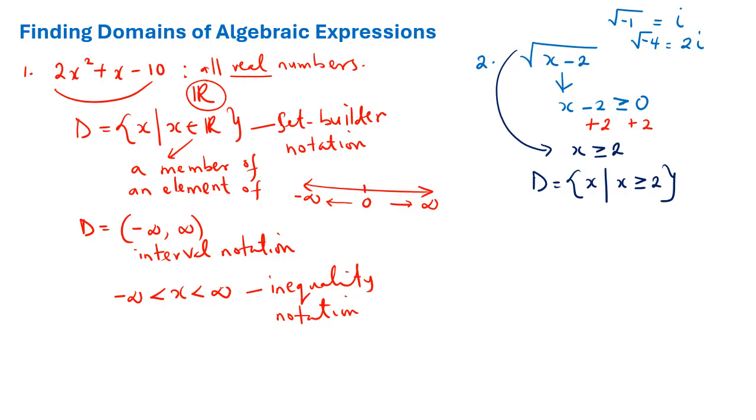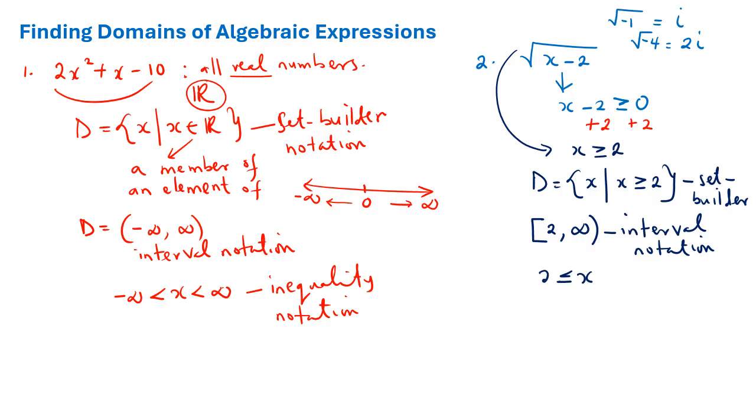So if I wanted to write this as an interval, it would be square bracket 2 all the way to positive infinity. So this is how you write the interval notation for the domain. Interval notation. And this one is set builder notation. And if you wanted to represent this as an inequality, it'll be x is greater than or equal to 2 and less than positive infinity. So these are the ways in which you can write the domain. Okay, this is inequality.